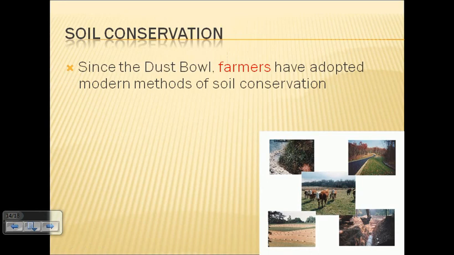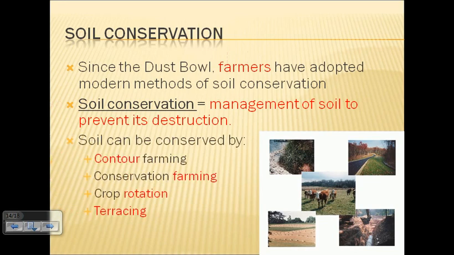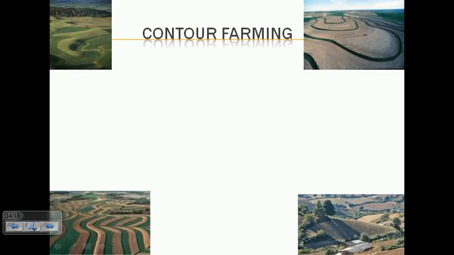Now let's talk about the definition of soil conservation. Soil conservation is the management of soil to prevent its destruction. Soil can be conserved in a few ways, but today I'm going to discuss four of them. One is contour farming, the other is conservation farming, another is crop rotation, and then terracing. I'm going to talk to you a little bit about each one of them. So let's get started with contour farming.